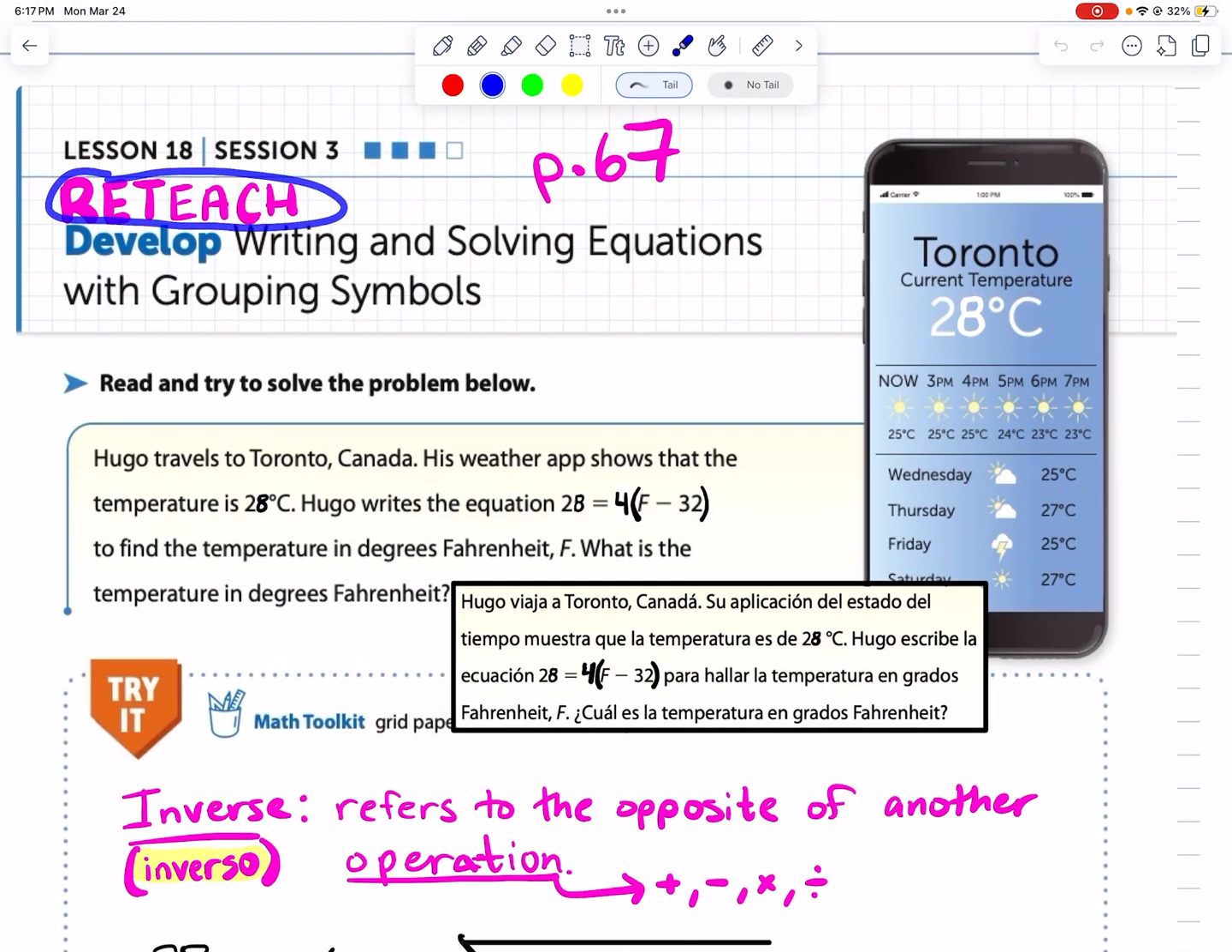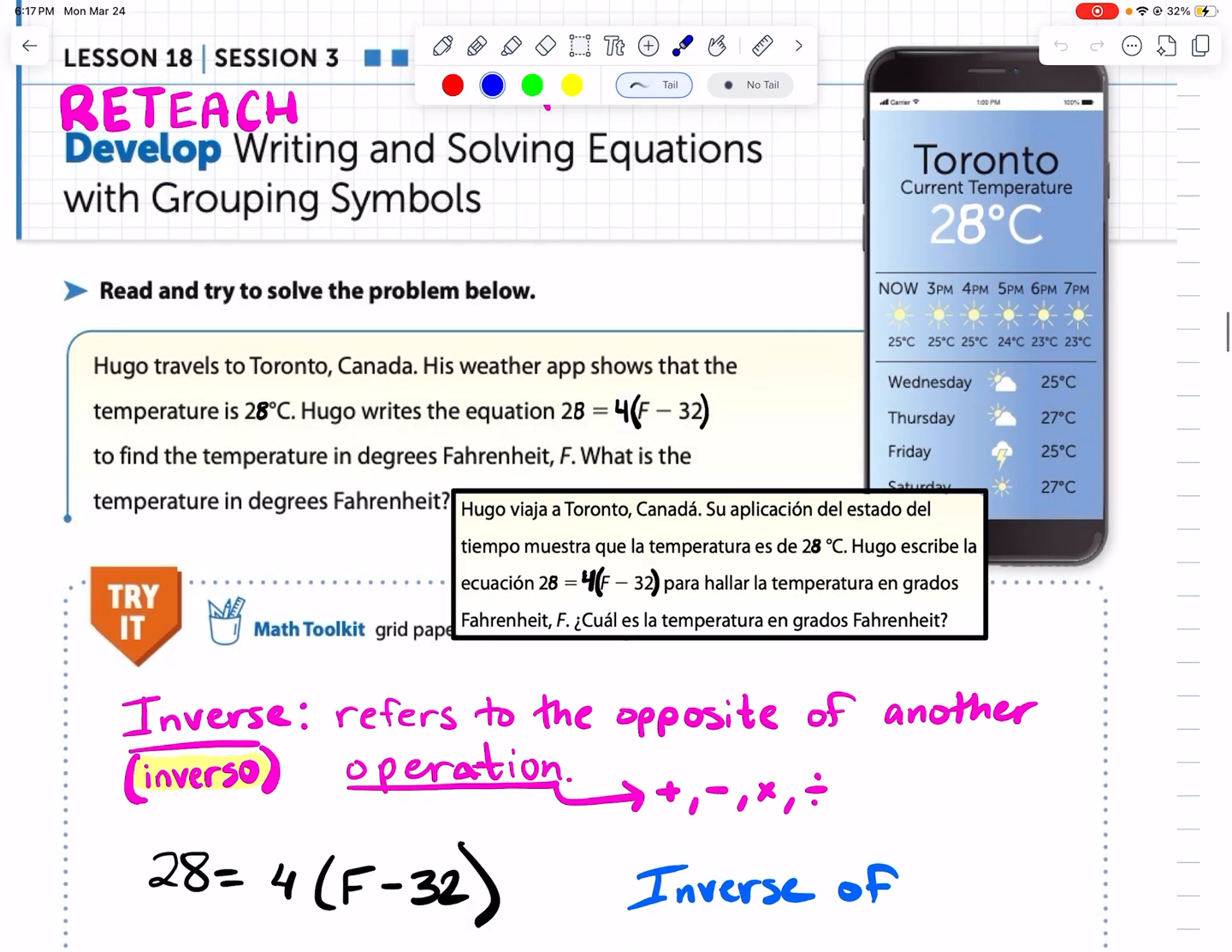We are going to be reteaching today. I noticed that we were stuck on a couple of ideas and concepts when we were solving these equations with grouping symbols. So, lesson 18, session 3, reteaching.